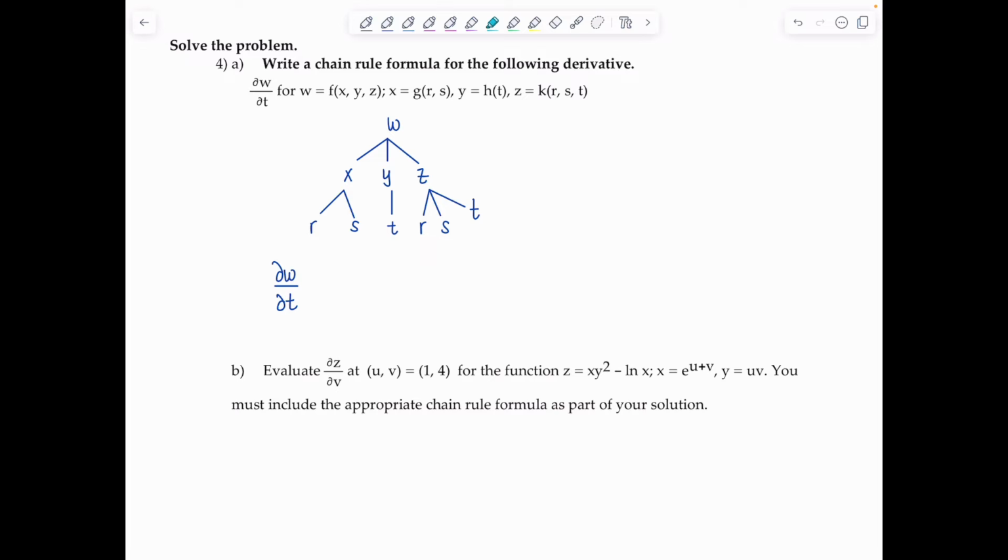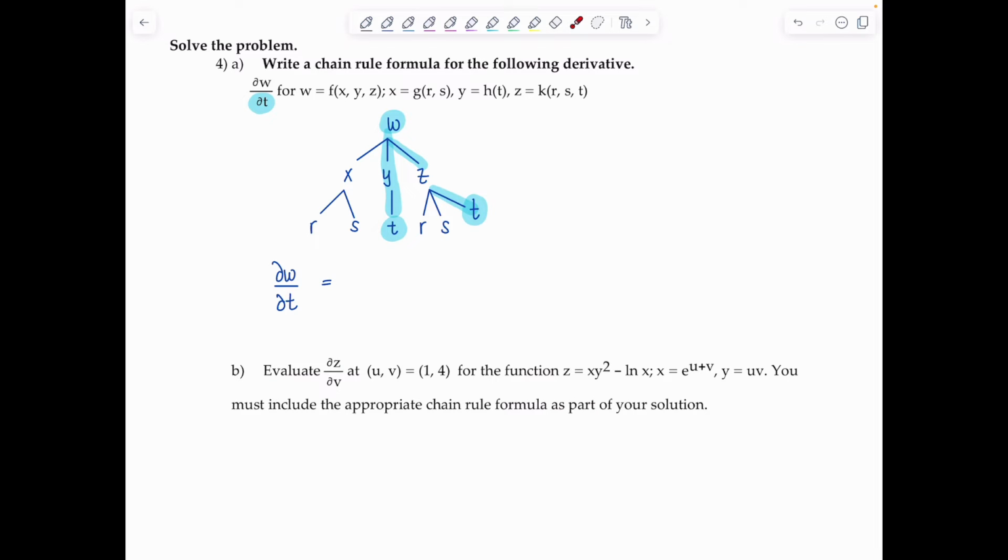So what you should do, if you make a nice tree diagram, find all the branches that end with the variable that you're differentiating with respect to, and then start at the top of the tree and trace your way down. So to get to those 2 t's, we have to go down these 2 branches. That's all there is to it.